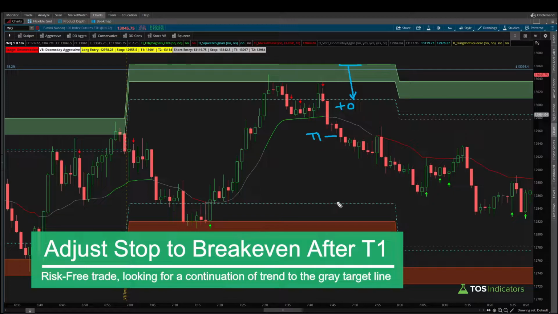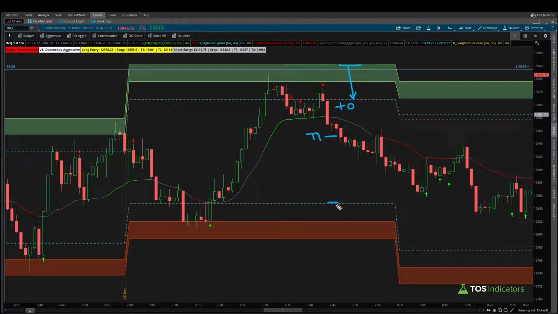Our second target is this gray target line, which is hidden behind this cyan line right here, and that's our second target. So it's what happens first. Does price hit our cyan entry line, so reversing back to our entry, or does price continue to go in that direction, falling to that second target line? And in today's case, say in the Nasdaq right here, price continued to keep falling to our second target line. You can see that right here.